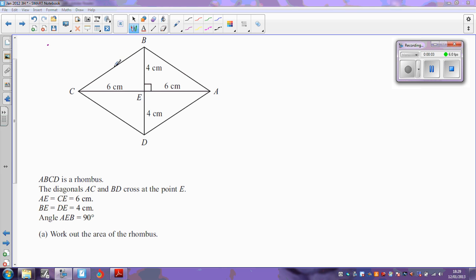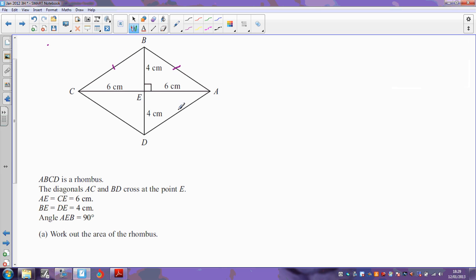This shape is a rhombus, which means that these lengths, the sides of the rhombus, are all going to be exactly the same. And I can see, therefore, that because the diagonals are split 6, 6 and 4, 4, one of the properties of a rhombus, each of these triangles is identical.